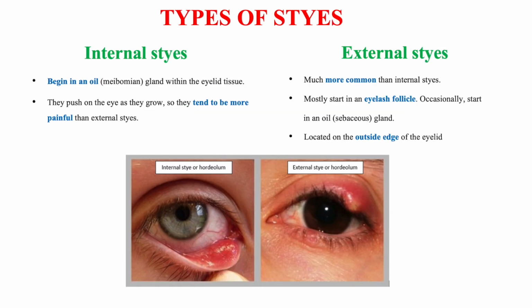There are many types of styes. A stye can be on the outside, called external, or internal, inside of the eyelid. External styes are much more common than internal styes. Most external styes start in an eyelash follicle. Occasionally, they start in an oil gland or the sebaceous gland. They are located on the outside edge of the eyelid. Internal styes, most of these begin in an oil, meibomian gland within your eyelid tissue. They push on your eye as they grow and tend to be more painful than external styes.